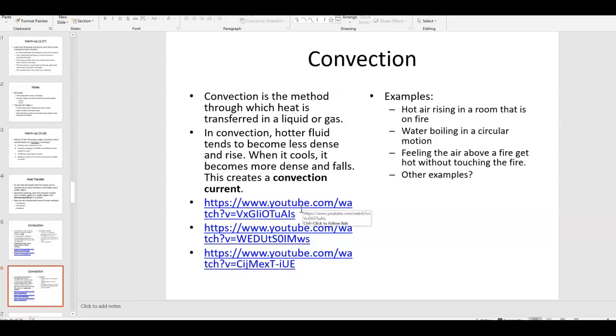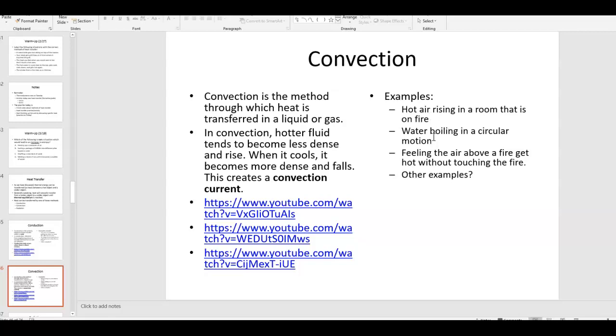And if you check out the videos, or if you just Google convection, look at some images on Google, you can see some examples of convection. So, for example, hot air rising in a room that is on fire. Because heat tends to rise, hot fluids tend to rise up. That is an example of convection.